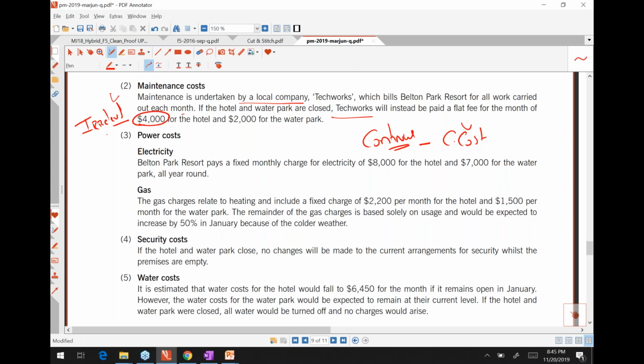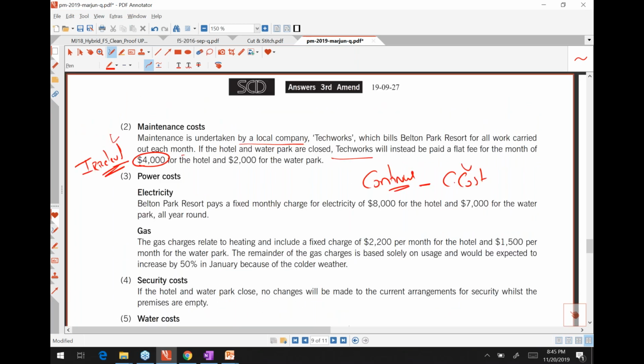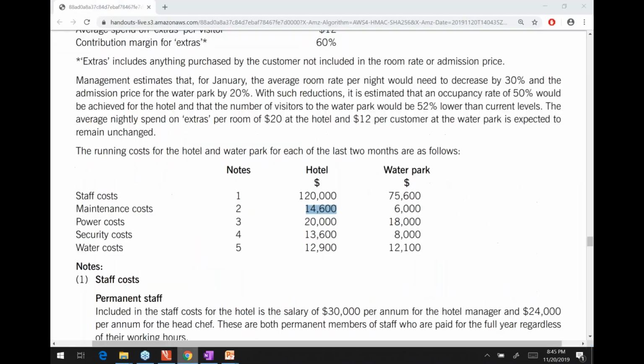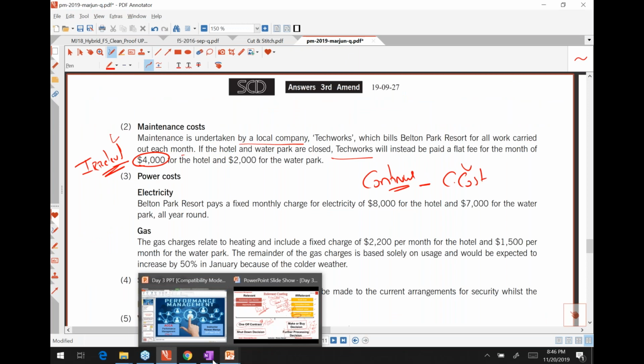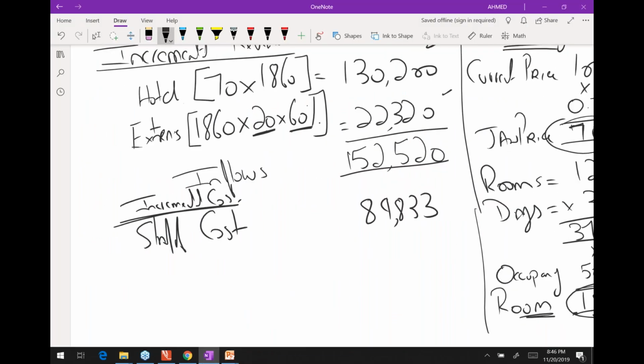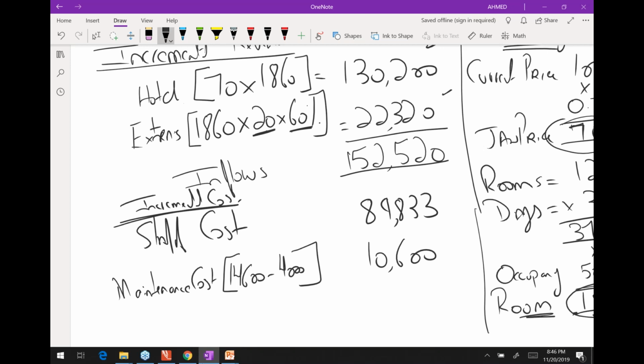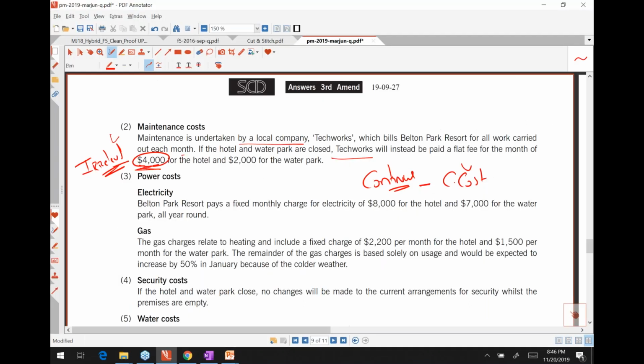Okay, so being irrelevant, what am I supposed to do? Very simple. I just need to deduct this cost from the figure of maintenance, which is 14,600. From this, I will deduct this 4,000 irrelevant cost, the one that will continue to be paid. So I can simply take here maintenance cost: 14,600 minus 4,000 committed one, and the incremental one will be 10,600. Okay, so I hope this is clear. The maintenance cost part, 4,000 is irrelevant for hotel, and I've just deducted this. The remaining is all incremental.